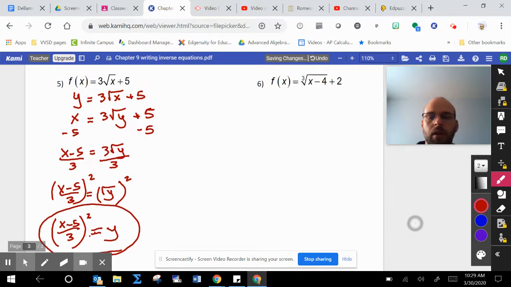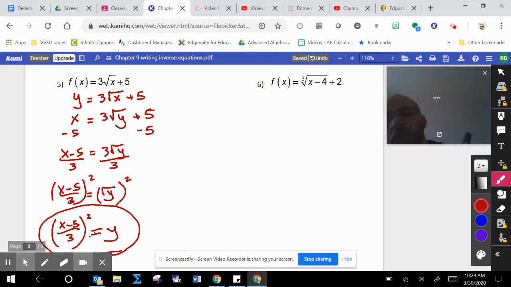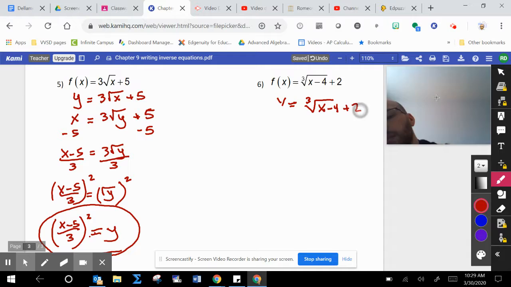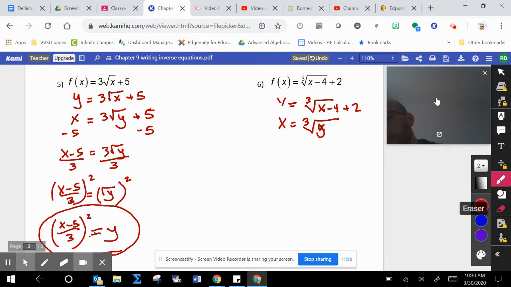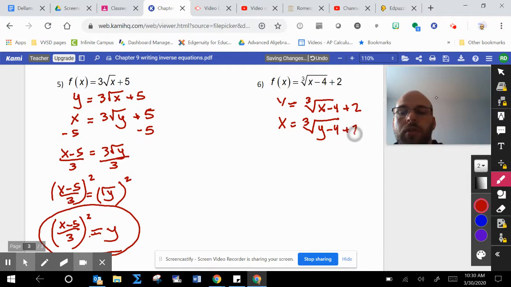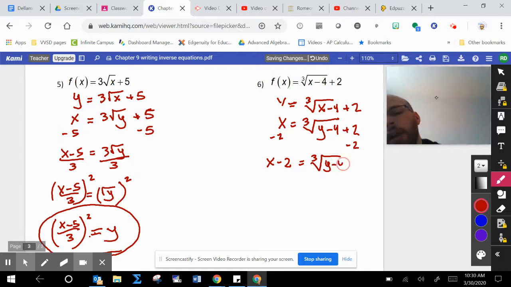Okay? Number 6, again, y equals the cube root of x minus 4 plus 2. Transpose x. Oh, that would be a y. Let's make that a little neater here. So I'm going to have a y minus 4 plus 2. Now we just need to isolate, so let's get rid of this extra term. So I have an x minus 2 equals the cube root of y minus 4.